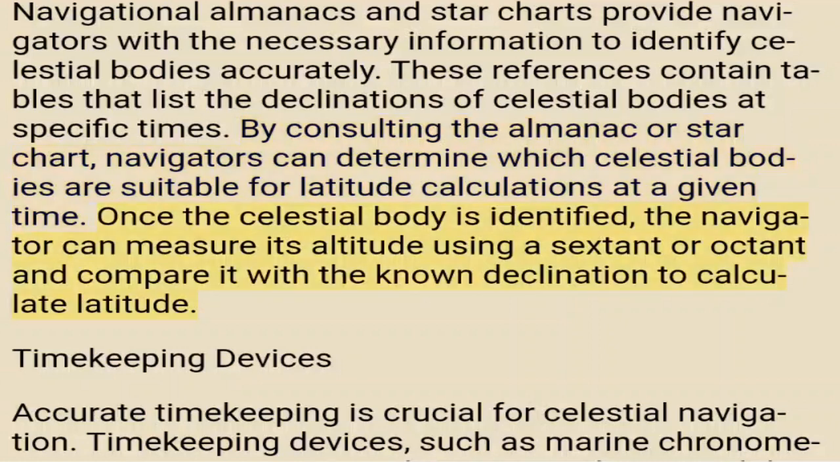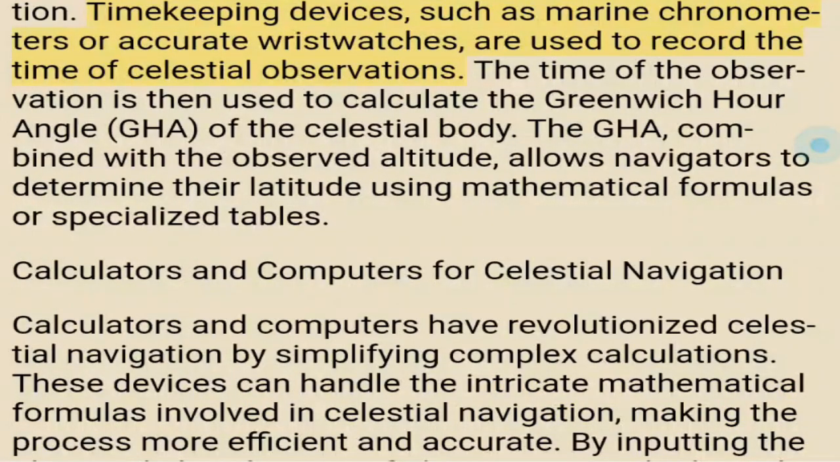Once the celestial body is identified, the navigator can measure its altitude using a sextant or octant and compare it with the known declination to calculate latitude. Timekeeping devices. Accurate timekeeping is crucial for celestial navigation. Timekeeping devices, such as marine chronometers or accurate wristwatches, are used to record the time of celestial observations. The time of the observation is then used to calculate the Greenwich hour angle, GHA, of the celestial body. The GHA, combined with the observed altitude, allows navigators to determine their latitude using mathematical formulas or specialized tables.